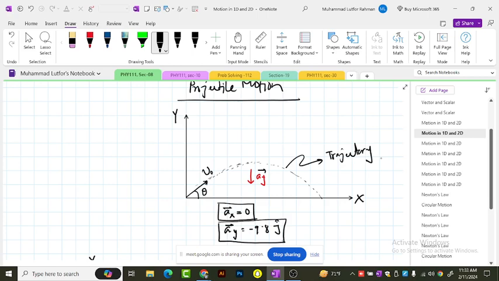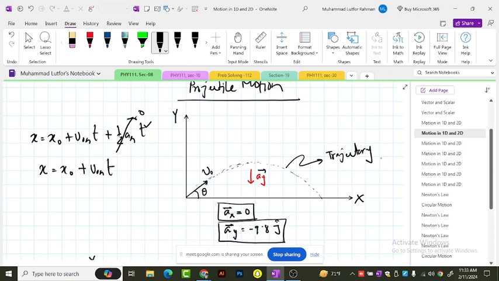In one direction it moves at a constant velocity, whereas in the other direction it moves at a constant acceleration. That's why we use the general displacement equation along the x direction: x equals x naught plus v naught x t plus half a x t squared. This is the general displacement equation I derived in your class last week. Since it moves at a constant x velocity, the acceleration is 0, so the equation becomes x equals x naught plus v naught x t.